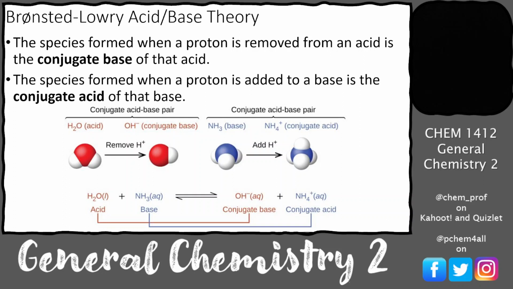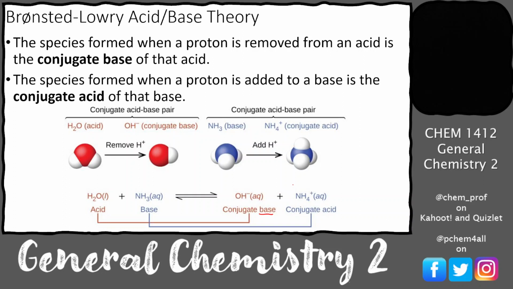But look what's going on here. If I have water that's behaving like an acid and it donates a proton, it becomes OH minus, which is its conjugate base. And ammonia, if you put a proton on there, becomes ammonium ion, which is its conjugate acid. So in this reaction, water plus ammonia, water is behaving like an acid, and it produces the hydroxide ion, which is its conjugate base. And then ammonia is acting like a base, and it produces its conjugate acid, the ammonium cation. So any questions on this?